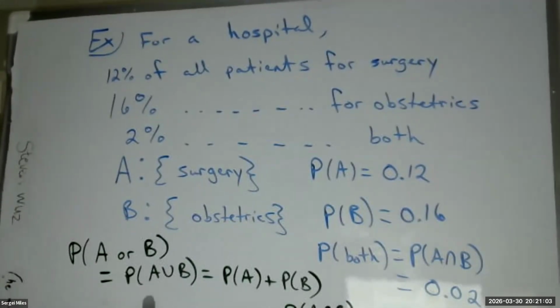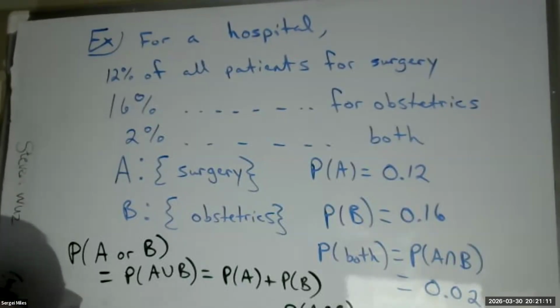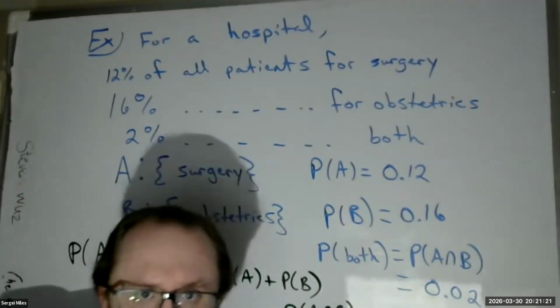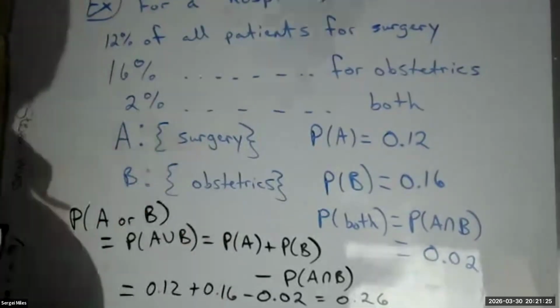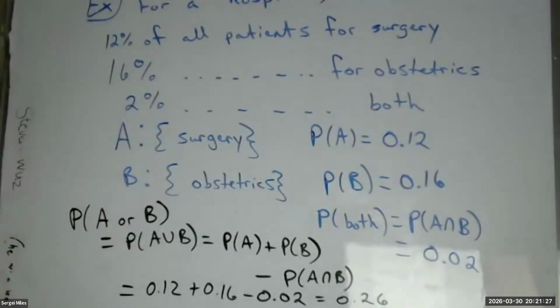So my answer here will be 0.12 plus 0.16 minus 0.02 to give us, oops, that's going off the screen. This will give us a final answer of 0.26. So let me put that back on the screen here. There we go. 0.26 for our answer here.